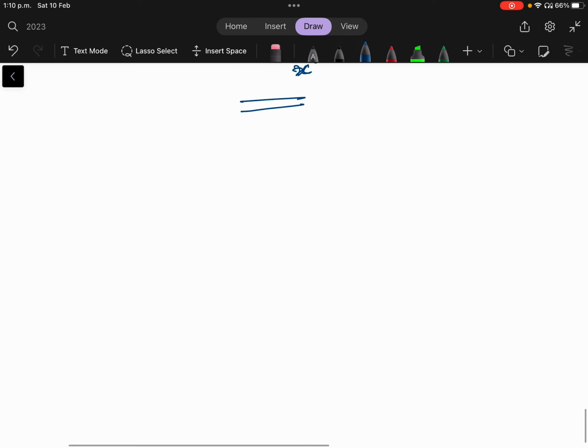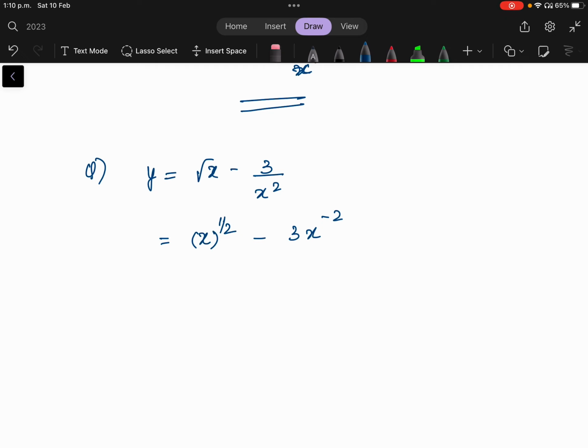Okay. Now let's do another question. y is equal to root of x minus 3 by x square. How will you simplify this? Root of x can be written as x to the power of 1 over 2 minus 3x to the power of minus 2. So bring everything to the numerator. That is the main idea.